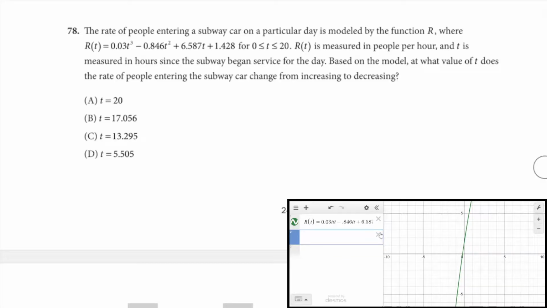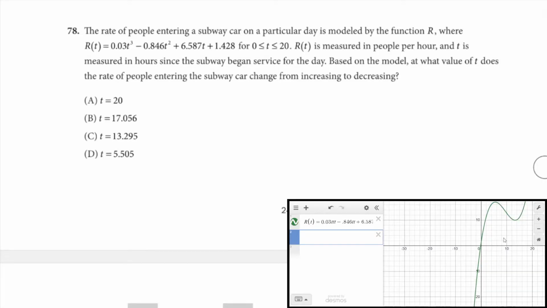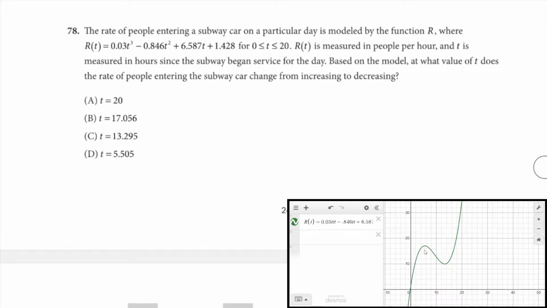Okay, so I've got a graph. Okay, it's not very visible. Okay, now I can see what's going on. It's a nice 3rd degree polynomial, kind of doing its thing.